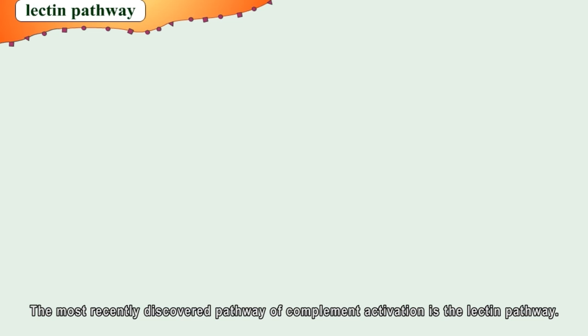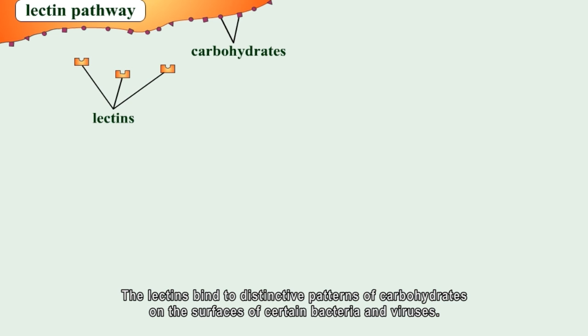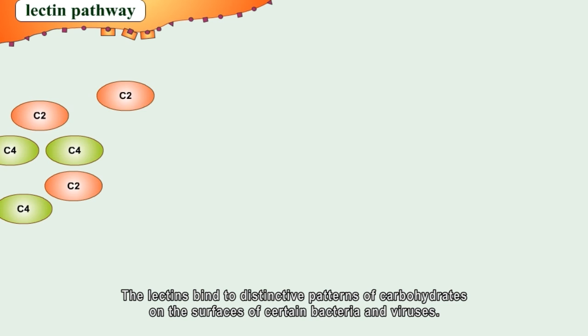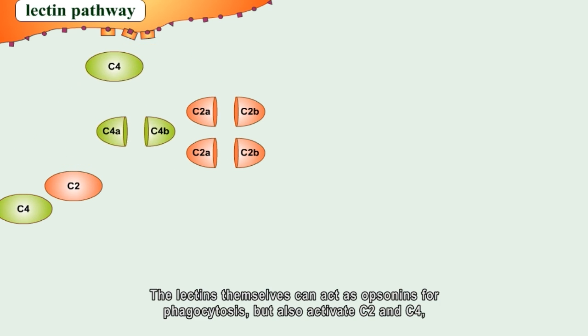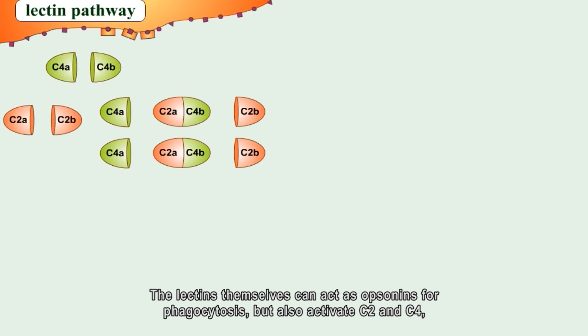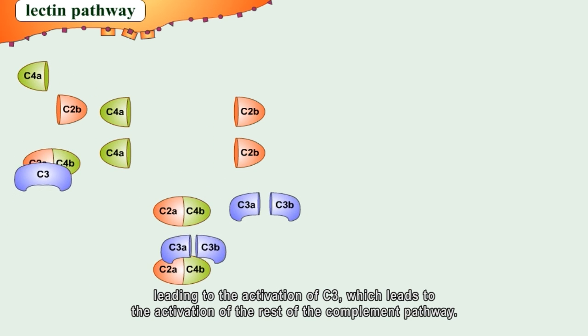The most recently discovered pathway of complement activation is the lectin pathway. When macrophages ingest material through phagocytosis, they release chemicals that stimulate the production of carbohydrate-binding proteins called lectins. The lectins bind to distinctive patterns of carbohydrates on the surfaces of certain bacteria and viruses. The lectins themselves can act as opsonins for phagocytosis, but also activate C2 and C4, which leads to the activation of C3, leading to the activation of the rest of the complement pathway.